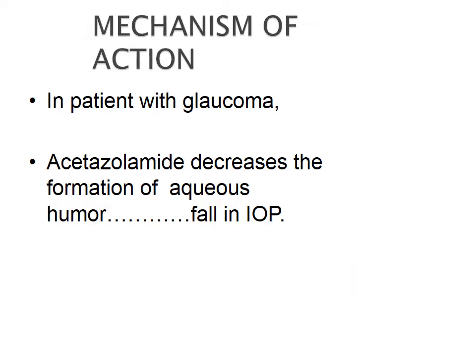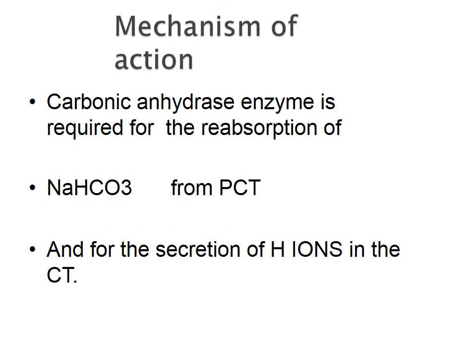Now, the mechanism of action in patients with glaucoma. Glaucoma is usually a condition where you have an increased intraocular pressure. These are the diuretics which decrease the pressure in the eye, so they are given in glaucoma. Acetazolamide decreases the formation of aqueous humor. IOP is the intraocular pressure. Carbonic anhydrase is required for the reabsorption of sodium bicarbonate from the proximal convoluted tubules and secretion of hydrogen ion in the connecting tubules.